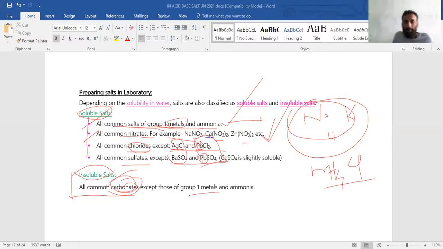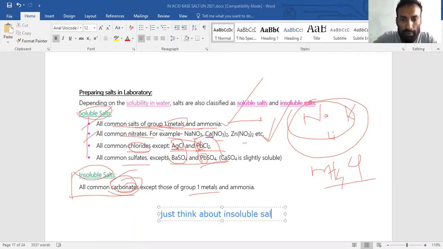So finally, you may have a puzzle. You may be puzzled about so many things, so much information. Should you remember all of this? No, just simplify. So make things simple. Just think about insoluble salt, not about soluble salt, because you get many statements about soluble salt. To remember, just think about insoluble salt.